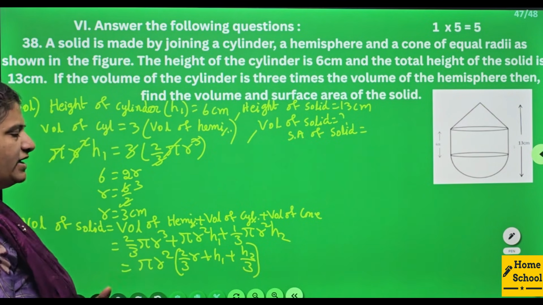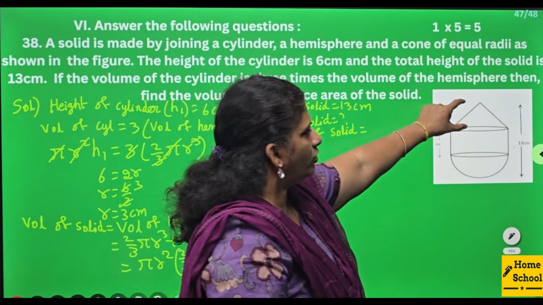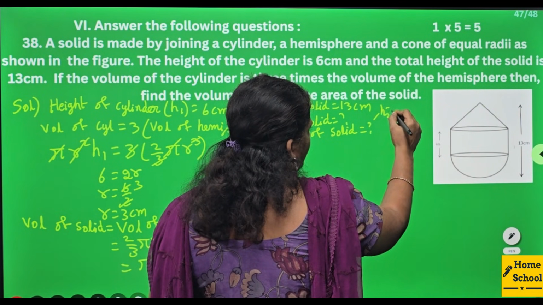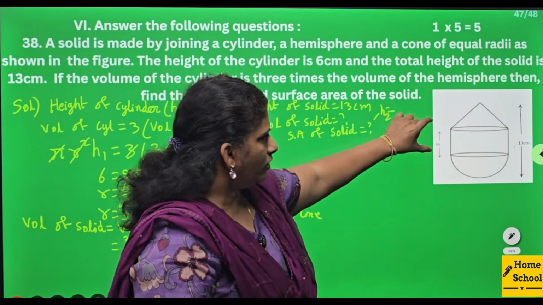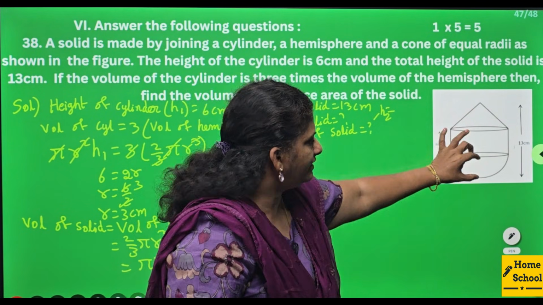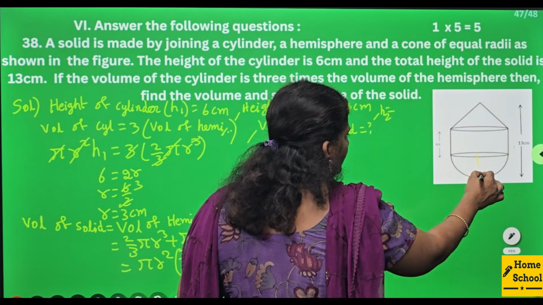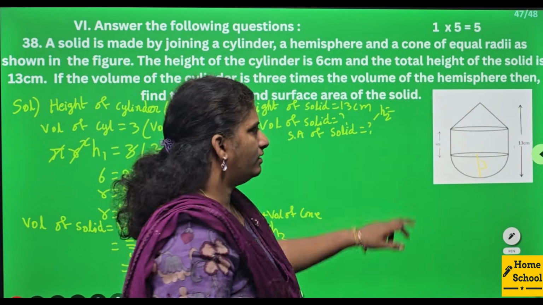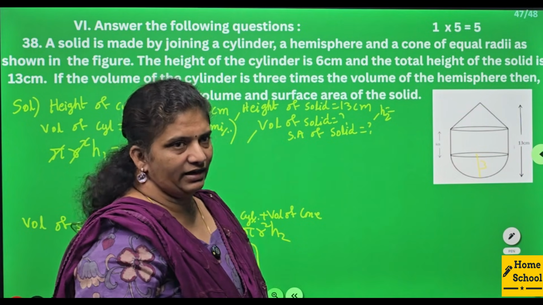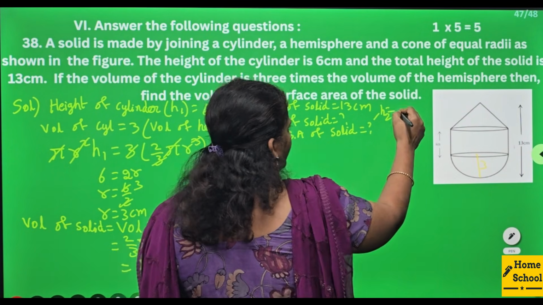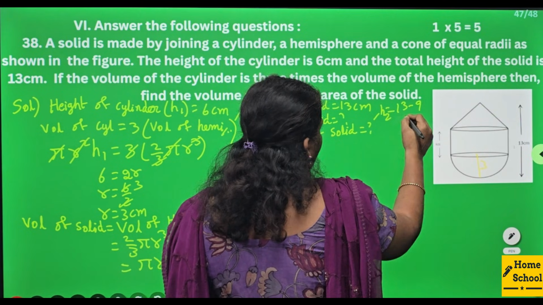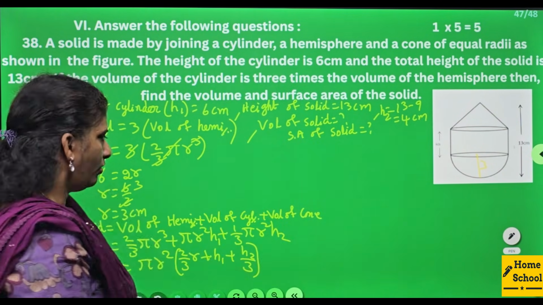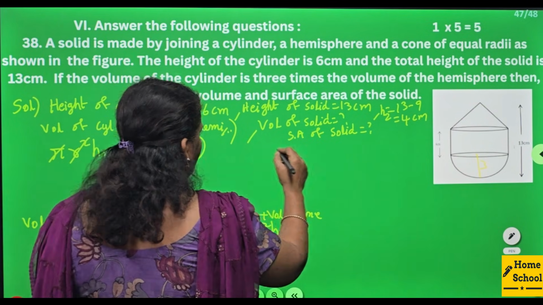By the way, do we know h2? h2 is height of the cone. How do we get height of the cone? h2 is equal to, we know cylinder height is 6 and this hemisphere, this height is nothing but the radius. Radius we got it as 3 centimeter. 6 plus 3 is 9. 13 centimeter, subtract 9 centimeter, h2 is equal to 4 centimeter. Okay, now substitute children here.